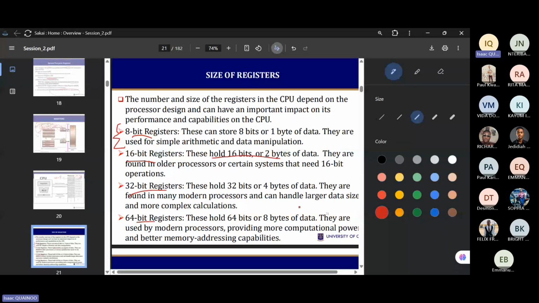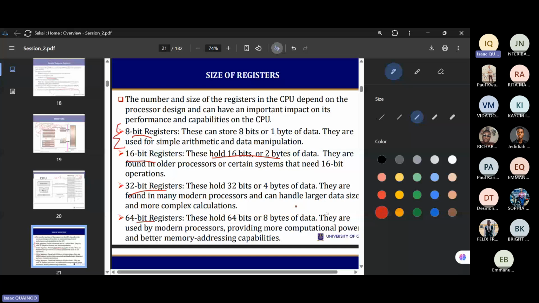And they are found in older processors or certain systems that need, oh goodness, I skipped the 8-bit. So let's talk about the 8-bit first. This can store 8 bits or 1 byte of data.